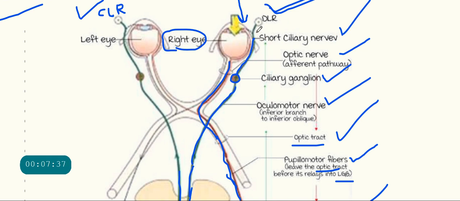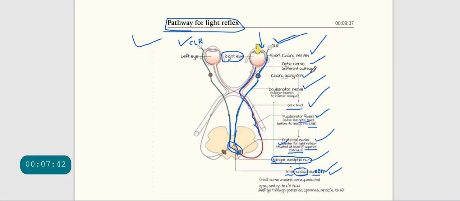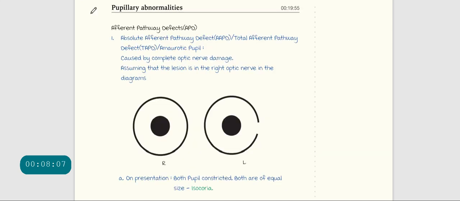So this was all about this. What are the afferent nerves and the efferent nerves? The afferent nerve is the optic nerve and the efferent nerve is the oculomotor nerve. As you can see over here, this optic nerve is the afferent nerve and the oculomotor nerve is the efferent nerve. Now directly coming up to the important topic, that is pupillary abnormalities.